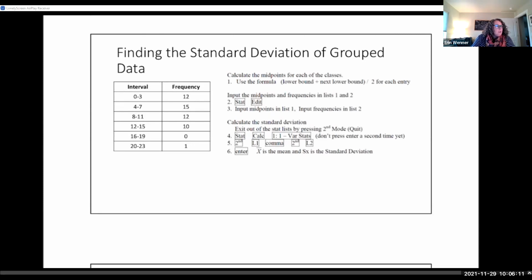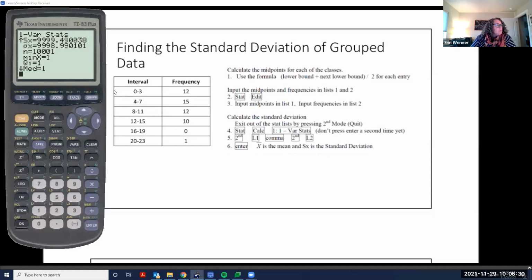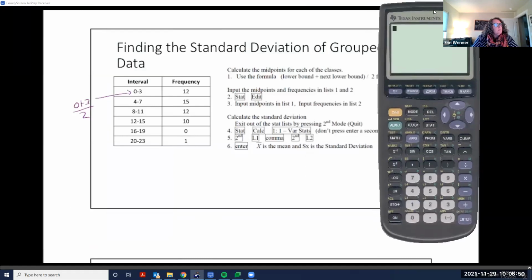When we found just the mean for grouped data previously, we found the midpoints by hand. We can do this on our calculator. So let me reshare my screen so you can see my calculator. You can see it says the lower bound plus the next lower bound divided by 2 for each entry. So what that looks like is we're going to do 0 plus 3 divided by 2.